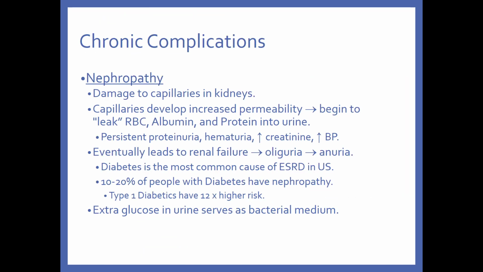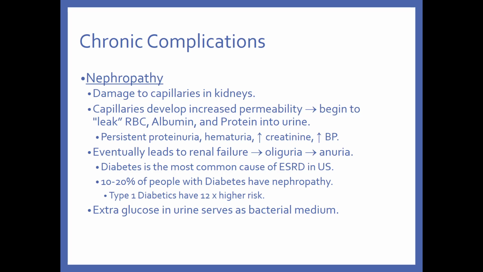And then talking about the kidneys, the nephropathy that happens is basically just damage to the blood vessels, the capillaries in the kidneys over time, which causes increased permeability, and so the kidneys begin to leak out red blood cells, albumin, and protein into the urine. So they're going to exhibit persistent protein in the urine, red blood cells, hematuria, increased creatinine, BUN, and hypertension can ensue as well. Eventually, with uncontrolled diabetes, that can lead to renal failure.